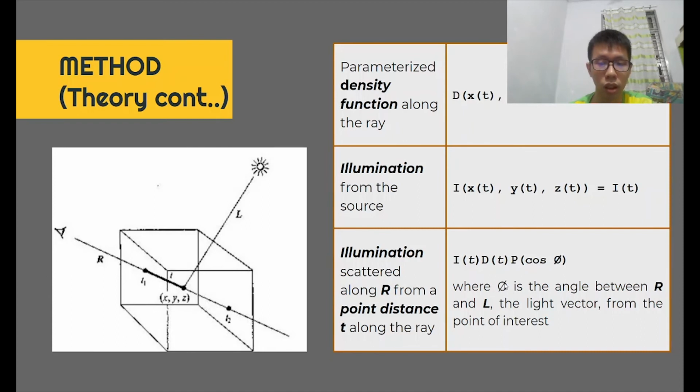where the angle is calculated between R and L, the intersection between R and L, and this part will be the calculated angle. This part is the angle, calculating the light vector from the point of interest. This is the point of interest. So this is the calculation of the illumination scattered along R from the point distance T. The angle is calculated between the ray and L. The L is called the light vector from the light source, and this will be calculated by the function. So this is the part of it.